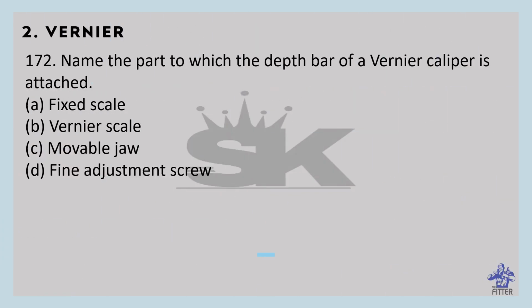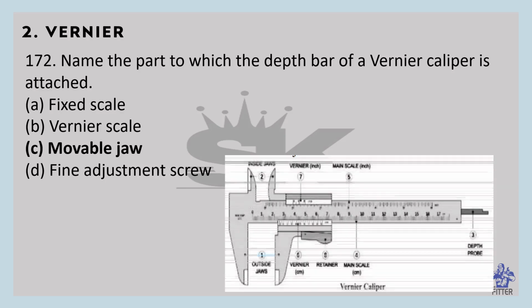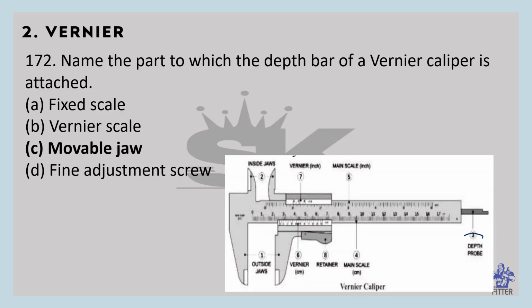Name the part to which the depth bar of vernier caliper is attached. So that is movable jaw. You can see here in the image, this is the depth bar. It is attached to the movable jaw.